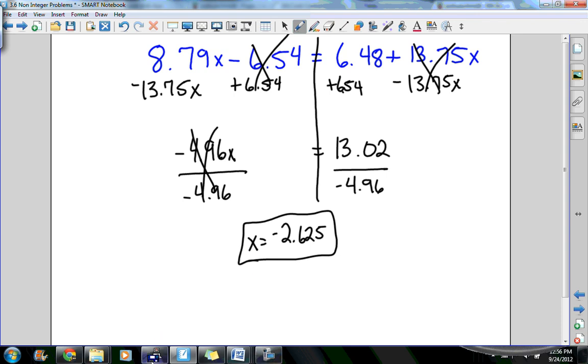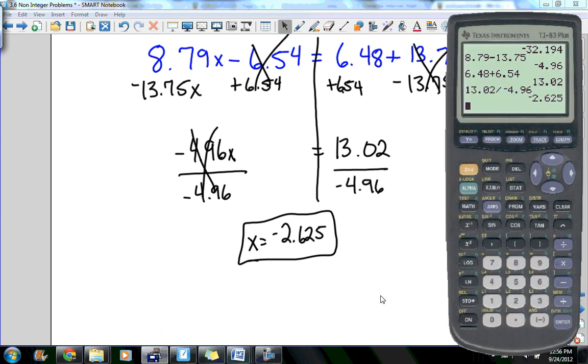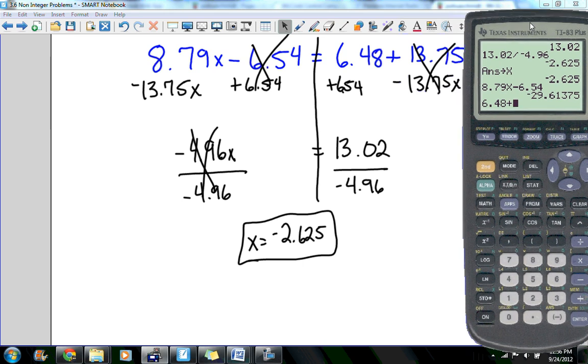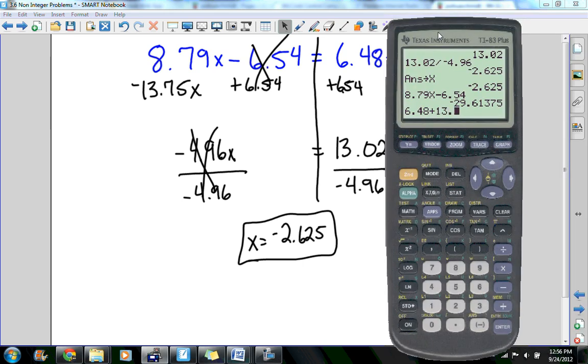Alrighty, let's check our answer. Take that and I'll store for x. So we get 8.79x minus 6.54. And I get 6.48 plus 13.75x. And those match up perfectly. So there's our answer.